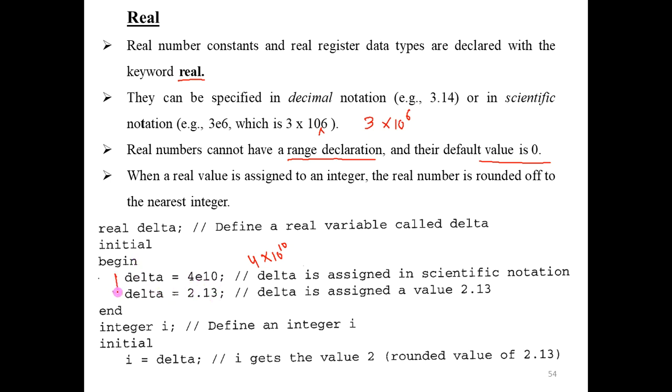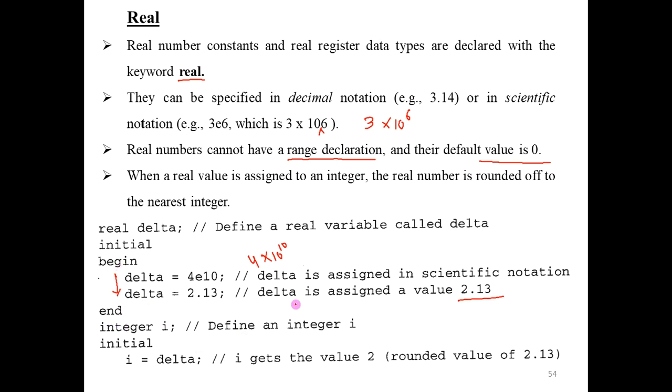This is a sequential execution. First this will be executed. Delta will be initialized with 4 into 10 raised to 10. Soon after that, the delta register of real type is overwritten by a new value, 2.13. What's the current value of delta now? The current value is 2.13. So I end it.